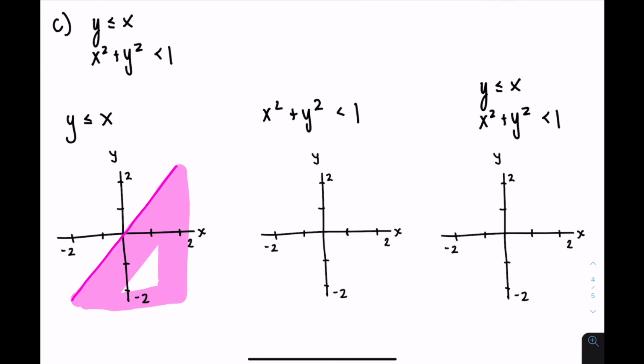And again, you can use test points if you need to. If you picked like 1, 0, that would be 0 is less than or equal to 1. So this side of the graph is good. So we're going to go ahead and transfer that over to this last piece for our overall solution.